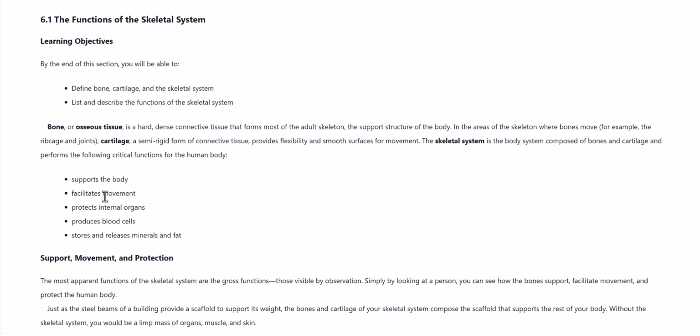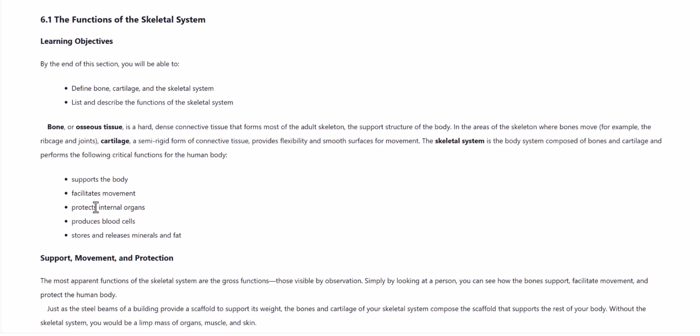Let's be really careful. I oftentimes see students say that the skeletal system is moving. No, not at all. The skeletal system in and of itself cannot move. It is the muscular system attached to the bones that allows the movement of the skeleton. So let's not attribute movement to the bones or the skeletal system itself.